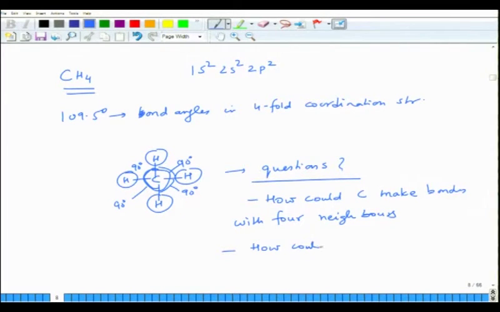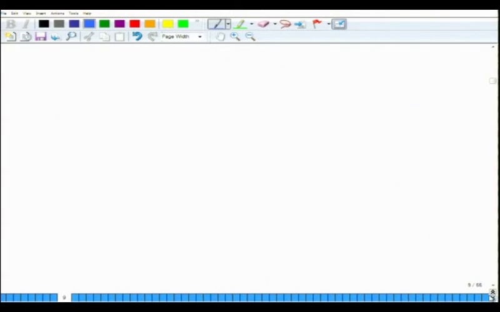How could one have a bond angle of 109, I think it is nearly 5 degrees. So, these were the questions, they led to the answers in what we call now hybridization. There are various kinds of hybridizations which occur. For example, basically it is s and p type of hybridization.